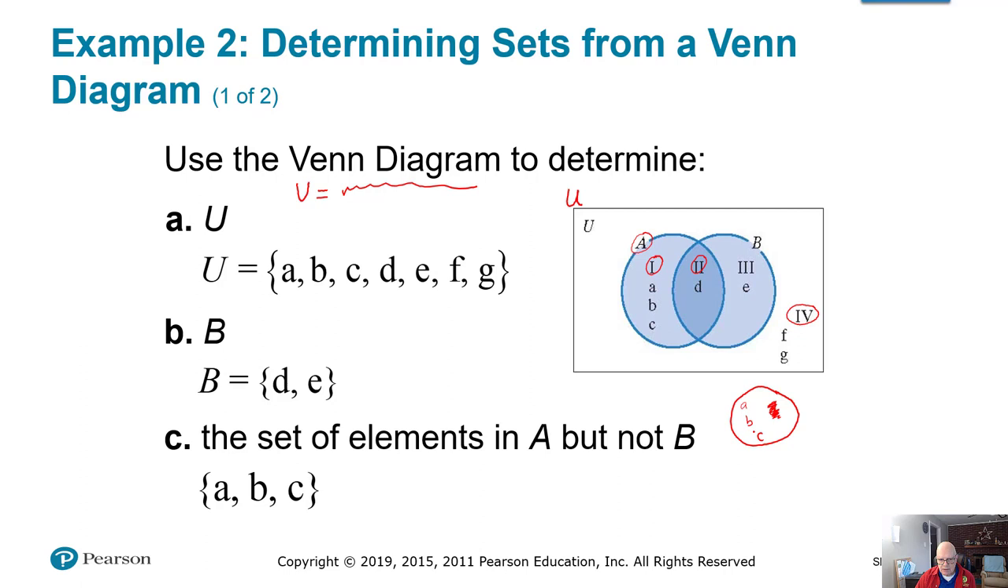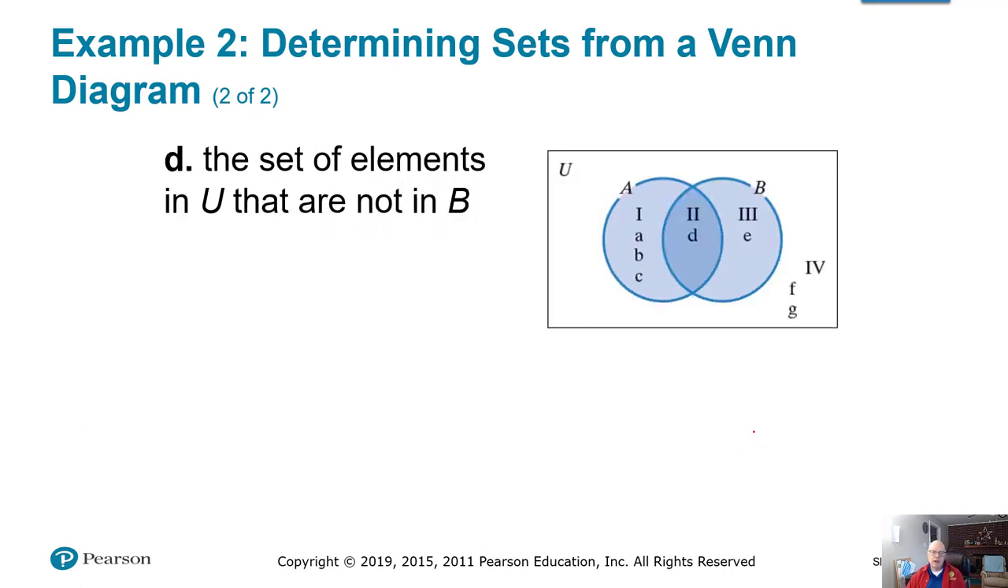A, B, and C. Roster method. Set of elements in U that are not in B. So what you can do is you can start with U. In fact, if you want to do this, let's call this set R maybe. And R is a set of elements that are in U but not in B.